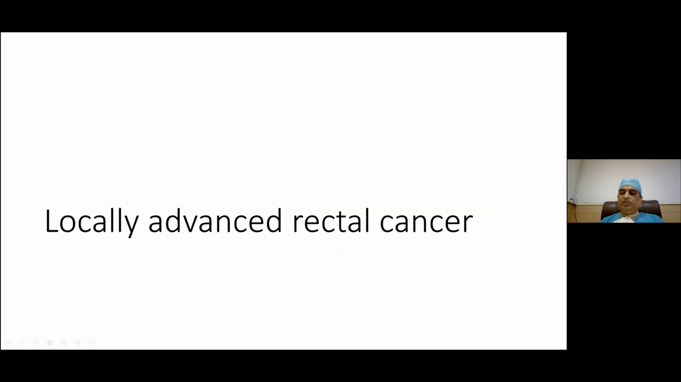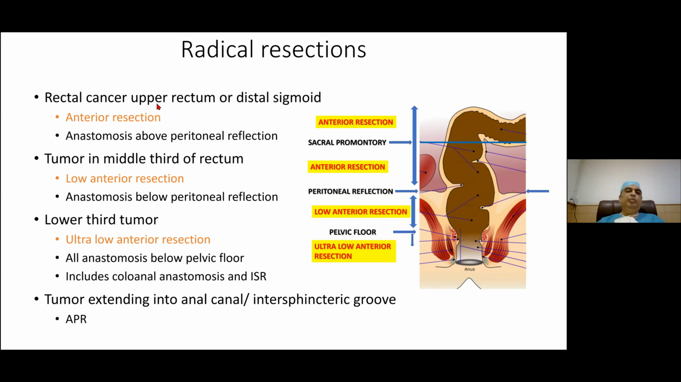Coming to locally advanced rectal cancer, which is usually where most of the cases fall. You can see for upper rectal cancer there is anterior resection. Once the anastomosis is above the peritoneal reflection, it is called anterior resection. If the anastomosis lies below the peritoneal reflection, then it is low anterior resection. All the anastomoses lying at the level of the pelvic floor are called ultra low anterior resection, whether it is a colon anastomosis or intersphincteric resection. But this is required for lower third tumors.